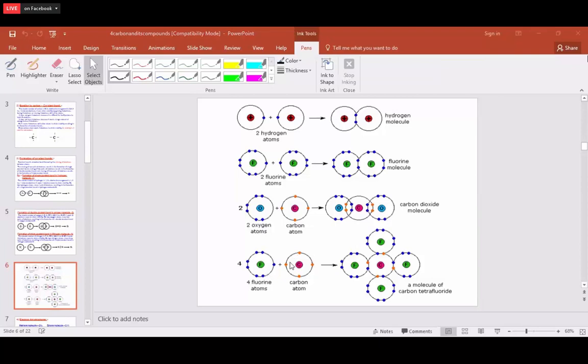Now the carbon has 4 electrons in the outermost shell. So carbon can share the 4 electrons at a time, but fluorine can share one electron. So each electron will be shared by the 4 fluorine atoms. The carbon is sharing one electron with one fluorine atom, which is sharing one electron. Like this, the carbon can make the 4 single bonds with the 4 fluorine atoms. So it's CF4.